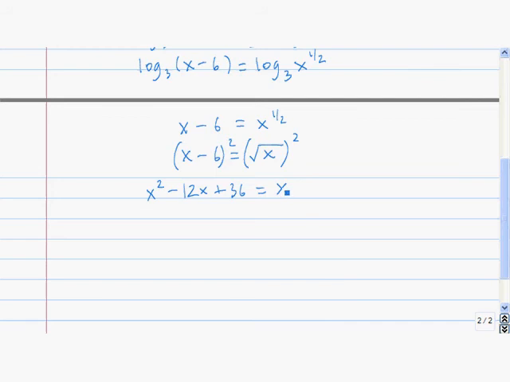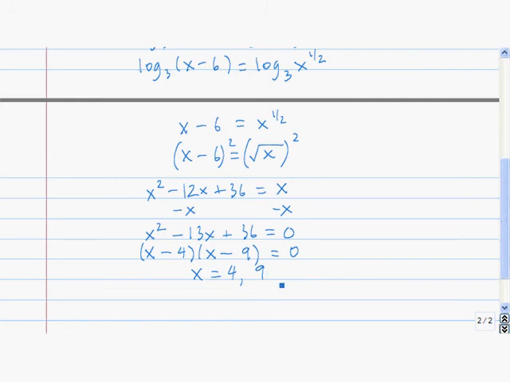Okay, now what we should do is bring this x over to the other side. So we subtract x from both sides. We get x squared, negative 12x minus x is minus 13x, plus 36 equals 0. And now we should factor. So x squared minus 13x plus 36 factors as x minus 4 times x minus 9. So x minus 4 times x minus 9 equals 0, so that must mean that x is either equal to 4 or 9.